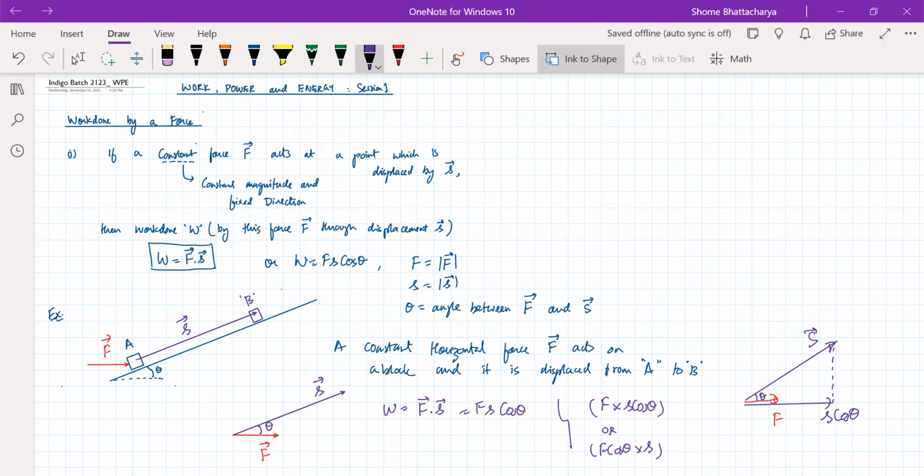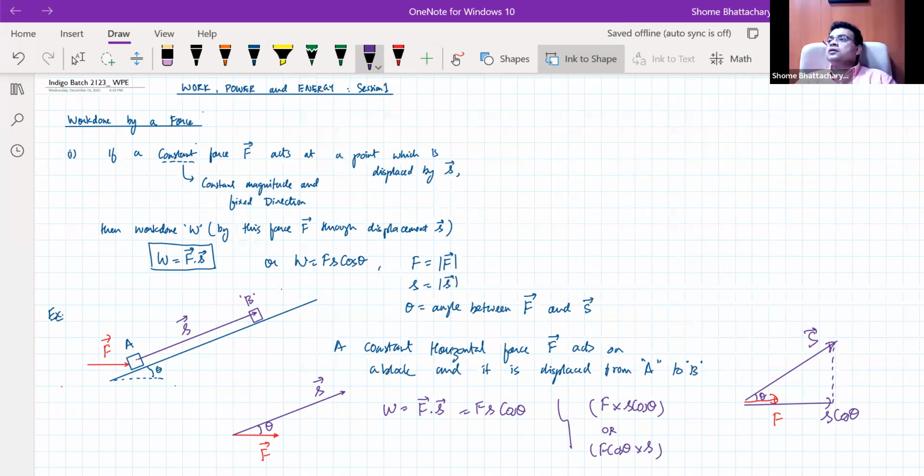Sir, in every case, it is the same only, in the sense that any one of the individual terms will have cos theta.